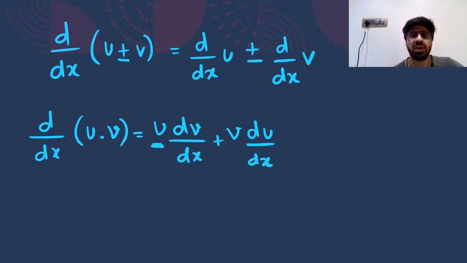plus v into derivative of u. Take one function, multiply it with the derivative of the other function. Take the other function, multiply it with the derivative of the first function. That is how the product rule is going to work in derivatives.